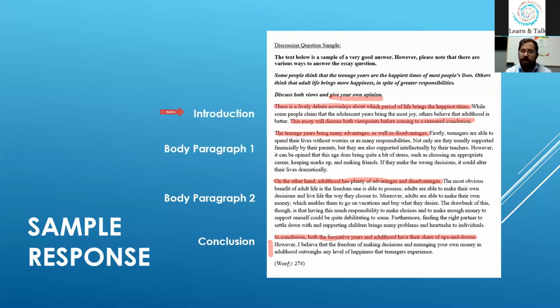And of course, you can see we have the word count here, 274 words. So it's over 250, and that's very important because maybe you write less than 250, and then in that case, you'll actually lose band score. So maybe you write with a band score of 7, but if you write less than 250, you'll maybe only get a 6.5 or a 6. So that's very, very important.